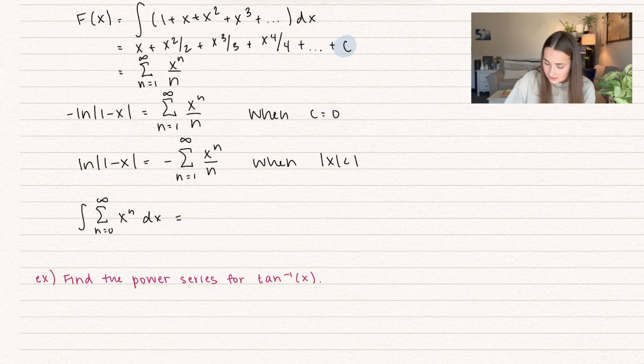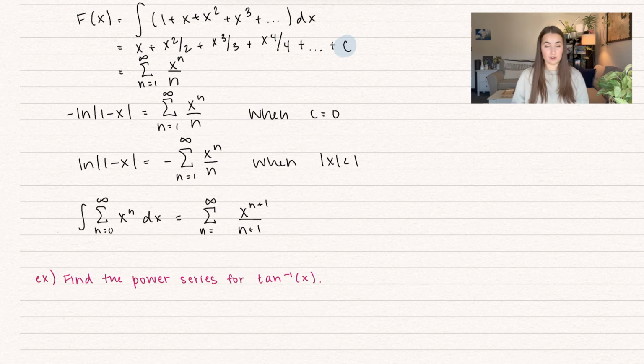So let's go ahead and integrate this. Remember, we're just integrating the x. So go ahead and treat n just like you would a number. So summation n equals something to infinity. We'll do the index last. And now let's integrate. We add 1 to the exponent, and we divide by that new exponent.